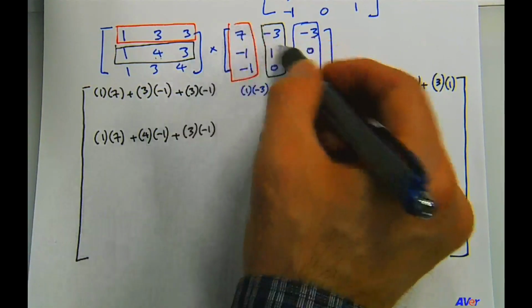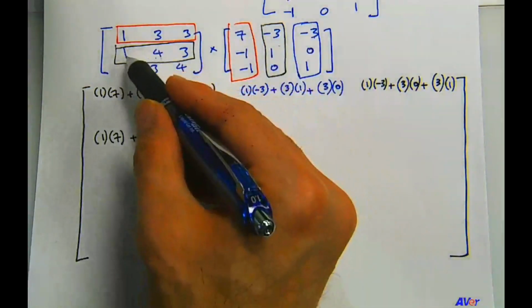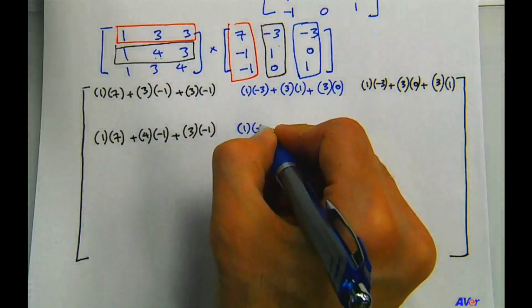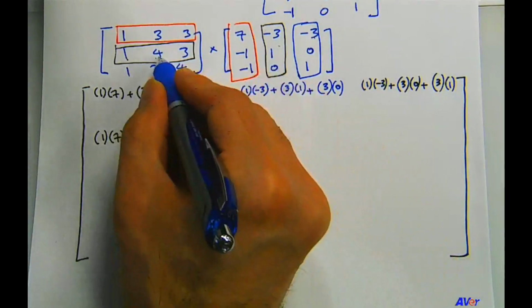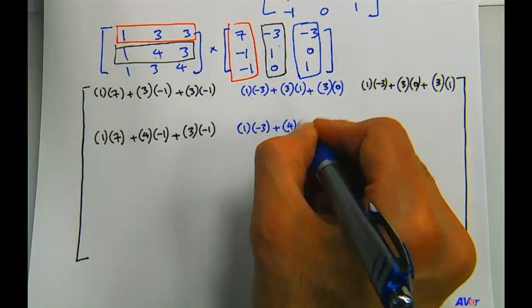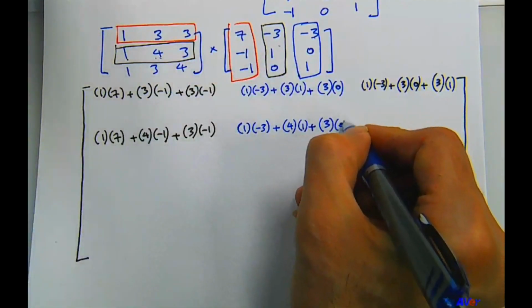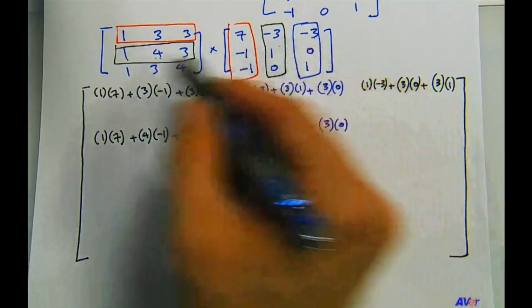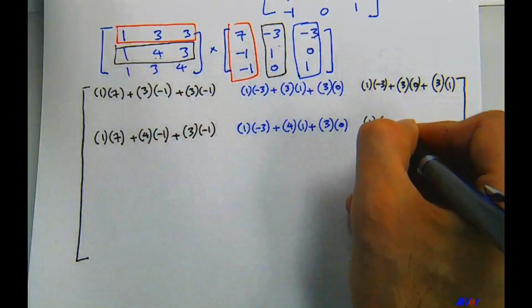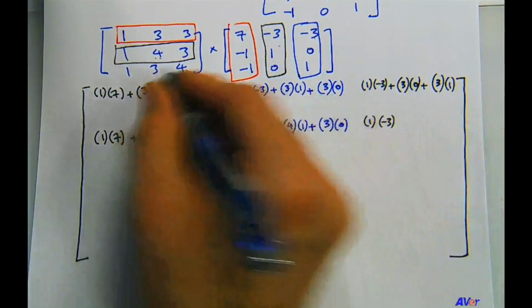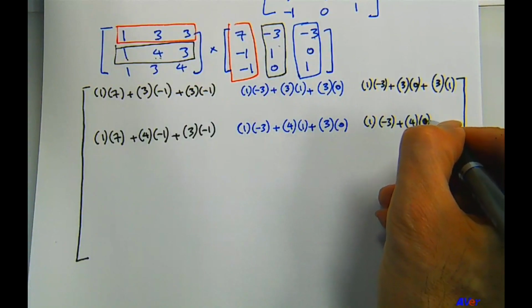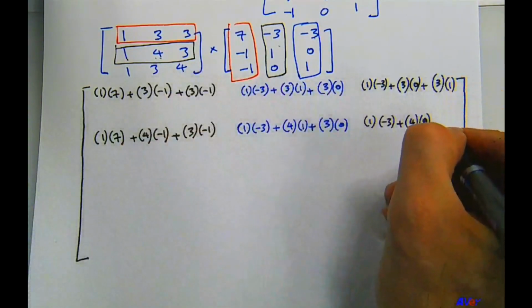And then we move to the second column. 1 times negative 3 plus 4 times 1 plus 3 times 0. And then the next column, 1 times negative 3 plus 4 times 0 plus 3 times 1.